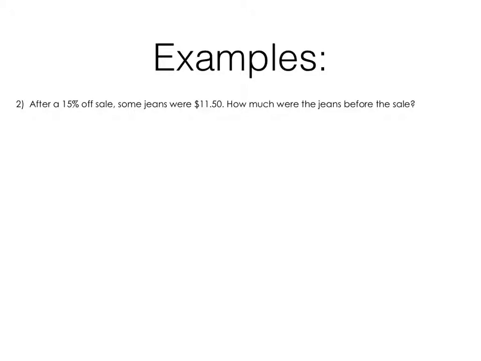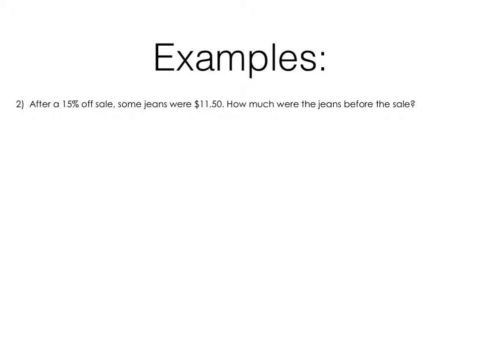After a 15% off sale, some jeans were $11.50. How much were the jeans before the sale? Okay, so this is different, and I'm going to teach you a trick for problems like this. So we do not know the original price. We are going to use the percent proportion here, but we are not actually going to use the number 15 at all. I'm not going to use the 15%.